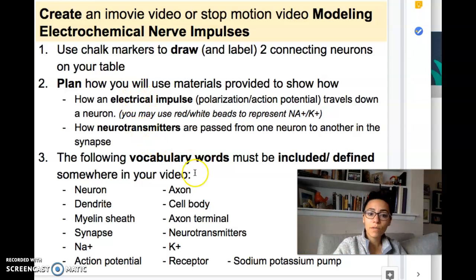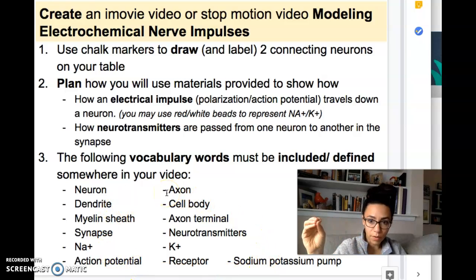At some point in your video, you can do a stop motion video, like a series of several pictures. There's an app called Stop Motion Studio if you want to use that, or you can use iMovie or whatever you like. You're probably better at technology than I am. And at some point, all of these vocabulary words should be included somewhere in the presentation to show me that you understand how that nerve impulse moves.